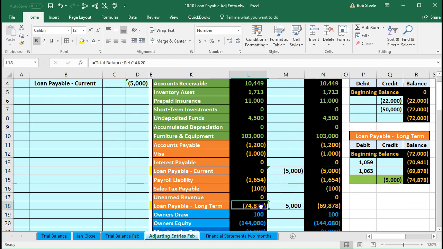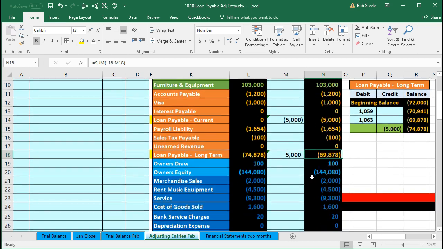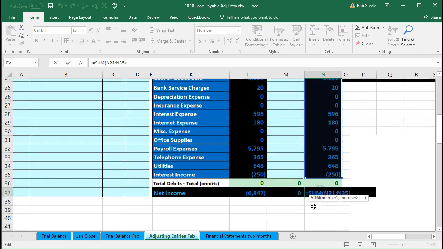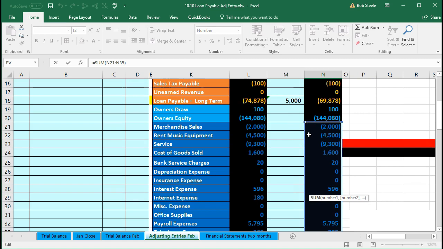So in essence, we have taken this amount and we've moved 5,000 of it up here. So here's the amount being decreased. Here's the 5,000 we moved to the current portion. When we create the financial statements from this, then this portion of the loan will be in the current portion and this portion of the loan will be in the long-term portion. Note that we are back in balance and there's no adjustment or no change to the net income or income statement amounts calculated here as revenue minus expenses.